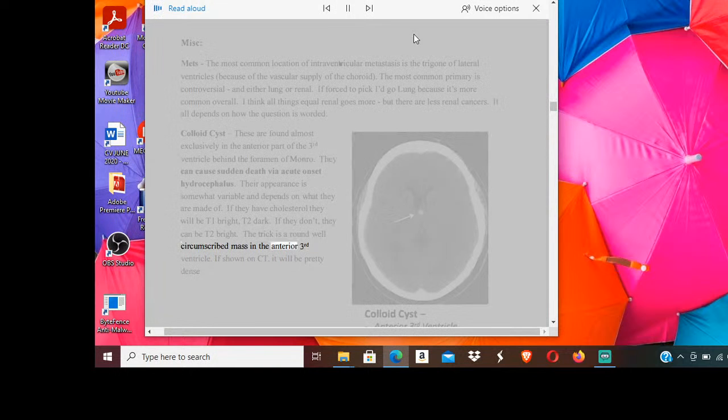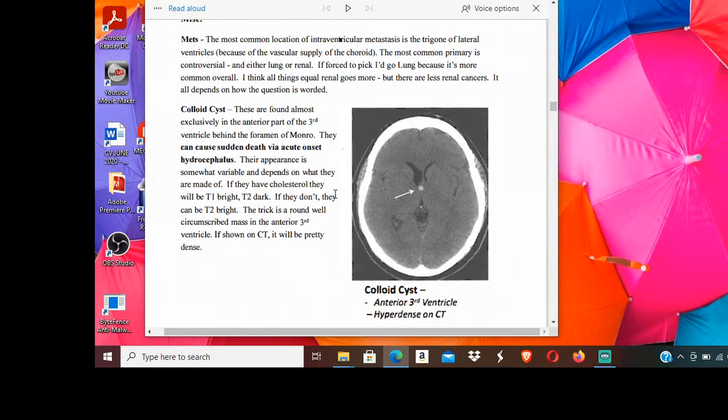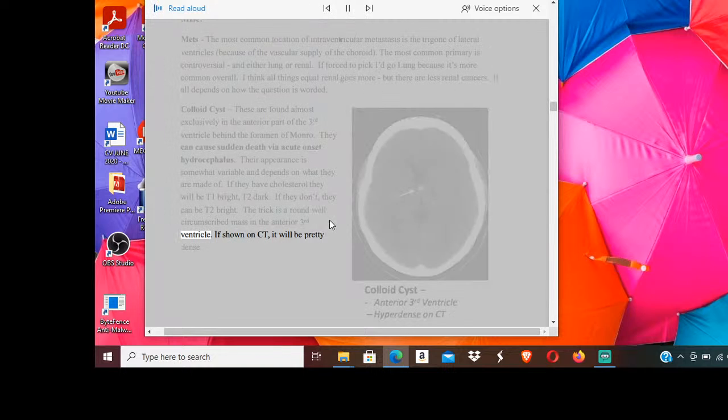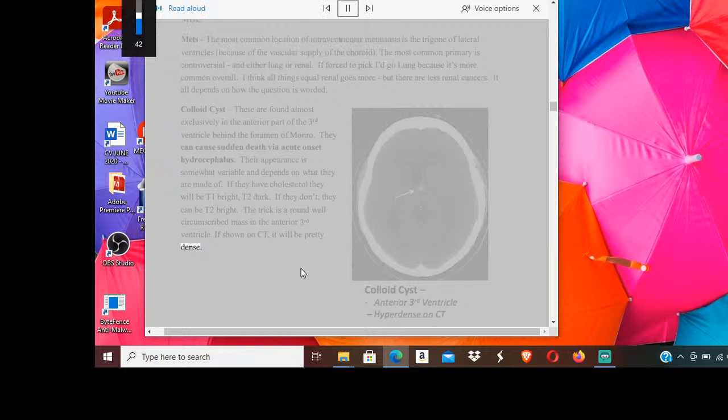Circumscribed mass in the anterior third ventricle. If shown on CT, it will be pretty dense. Colloid cyst, anterior third ventricle, hyperdense on CT.